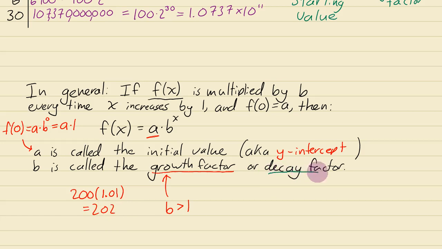But it's going to be a decay factor if b is between 0 and 1. That's going to, for example, if you do 200 times 0.99, it makes it a little smaller, and you get 198. So that will make your output values get smaller when you have a number that's less than 1 here. So that's the basics of exponential functions. We'll do some examples in the next video.